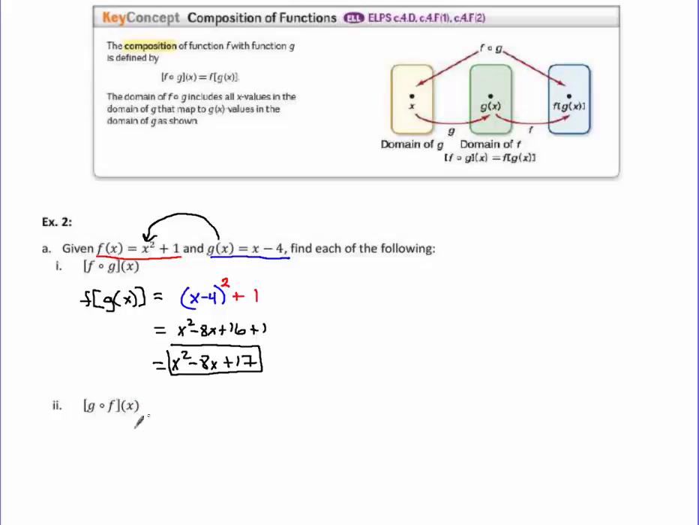So now we're going to go and do g of f of x. And that is going to be x squared plus 1, because we're going to put f everywhere there's an x in g of x. So minus 4. So x squared plus 1 minus 4 is x squared minus 3. Not too bad.